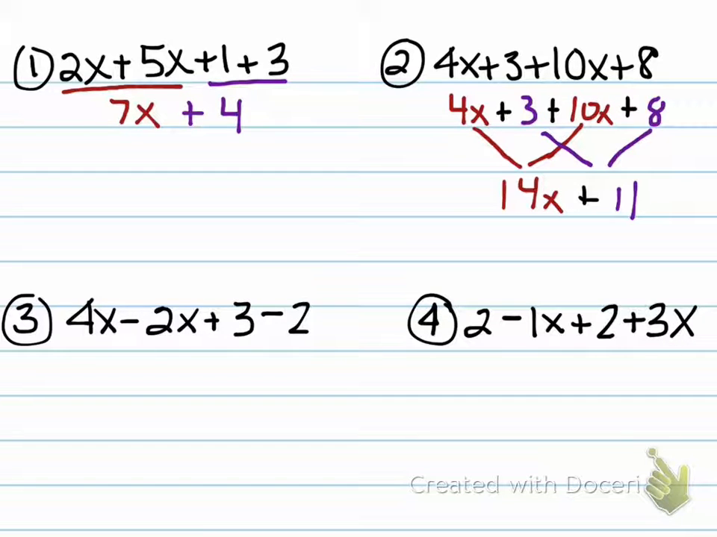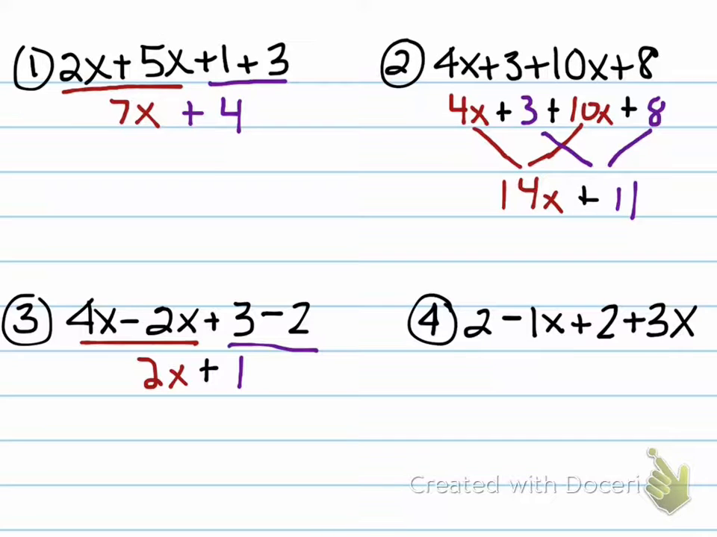So let's look at some of these problems down here. Again, combine your x's. Combine your numbers. So 4x minus 2x equals 2x. Plus 3 minus 2, what does that equal? And that's just 1.